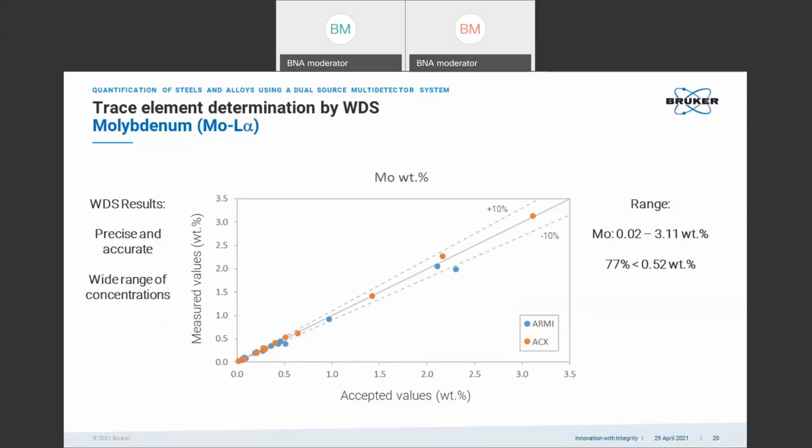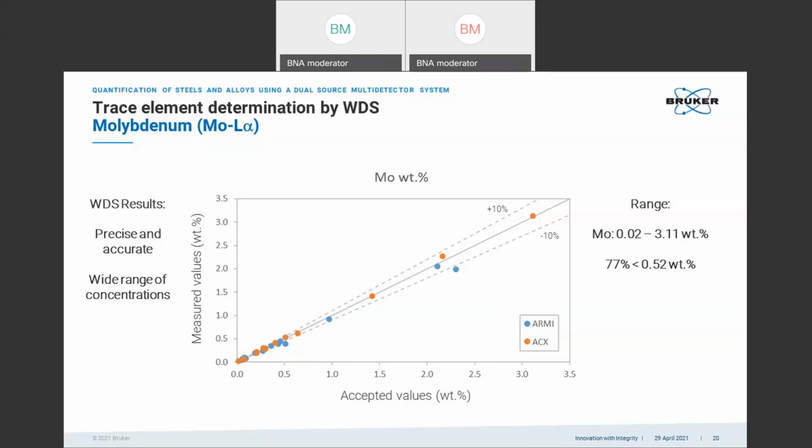Another element, molybdenum, a transition metal, is actually well determined by micro XRF. It could also be determined by WDS, but that takes much more time. So we would recommend the micro XRF, but it could be determined by WDS as well. Not on the K line, which is above 17 kV, so we are using the L line at 2.3 kV, and you see even that is nicely determined. So we have a very precise and accurate determination, like you see here.